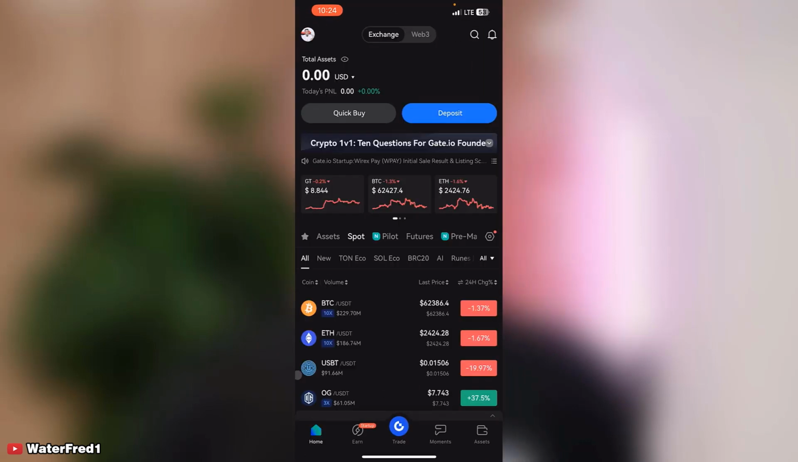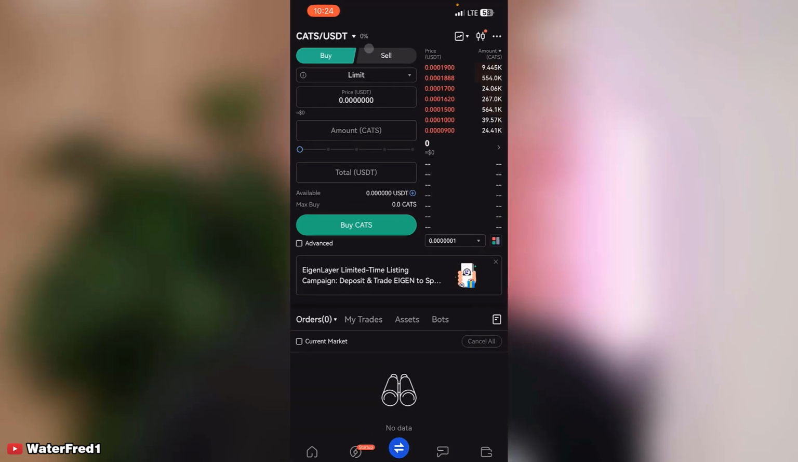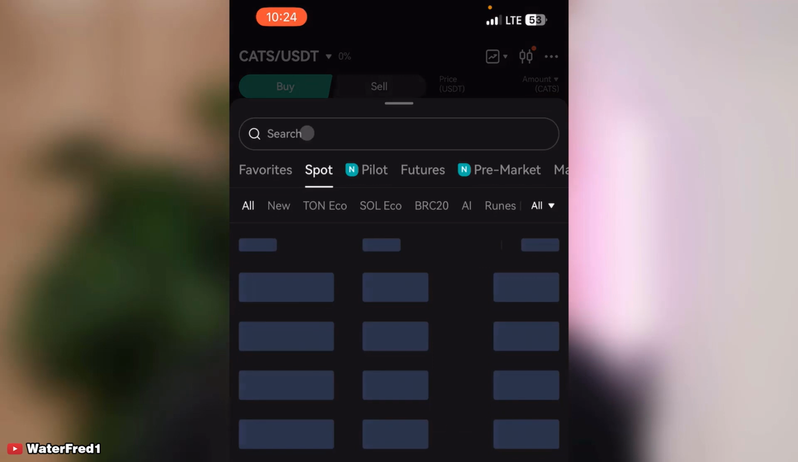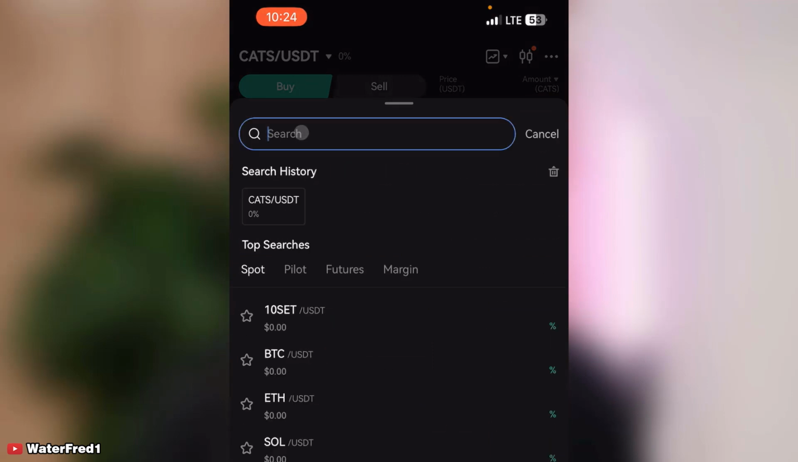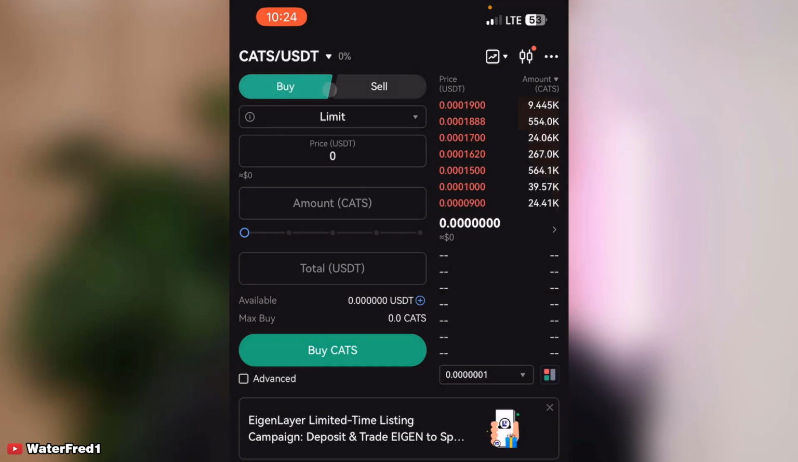But let's say it's not showing there. How do you get to that place? Come to this place written trade, click on it, and you will see yourself in the spot trading. Now you come here. If it's not CAT/USDT that is showing, just search CAT/USDT. This is it right here. You can see the amount of time left. And once it's like this, the next thing you're going to do is what? Come here and click on what?